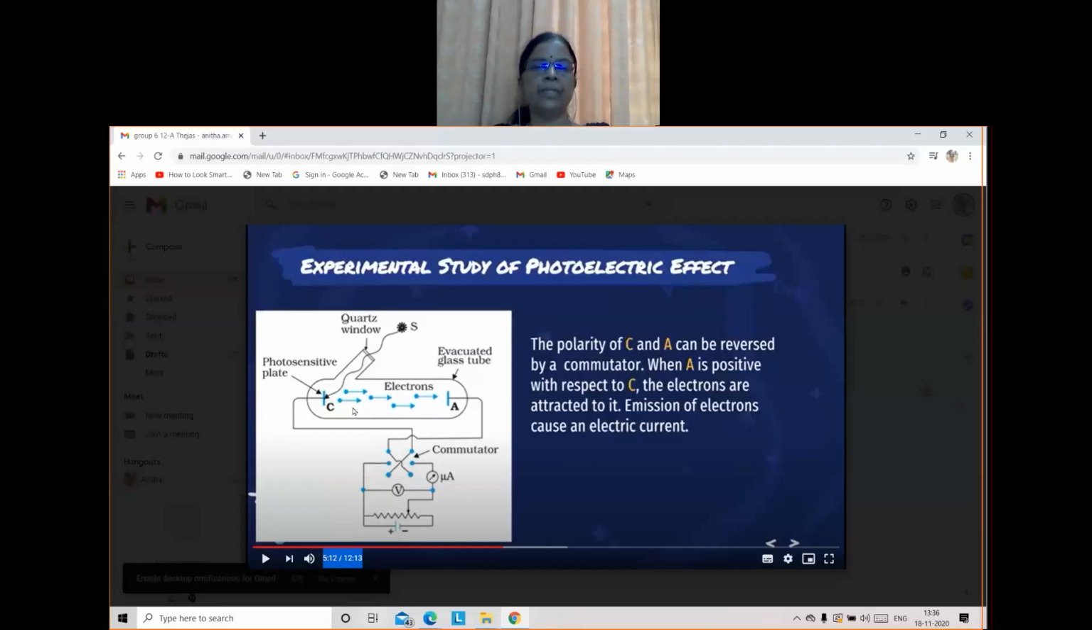So that potential is known as stopping potential. The minimum reverse potential applied to stop the ejected electrons is known as reverse potential or stopping potential. V0 is the stopping potential. So what is stopping potential? The minimum negative potential applied to stop the ejected electrons from the metal surface. It is known as stopping potential. Okay.